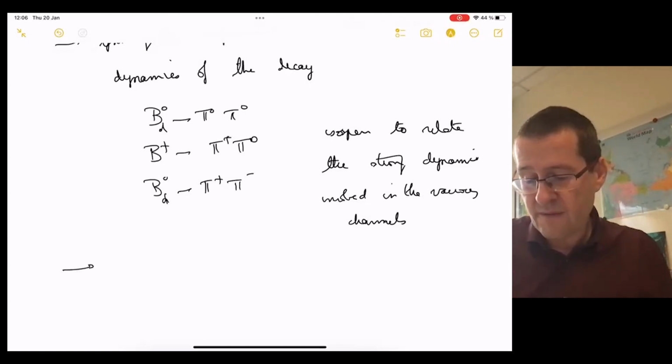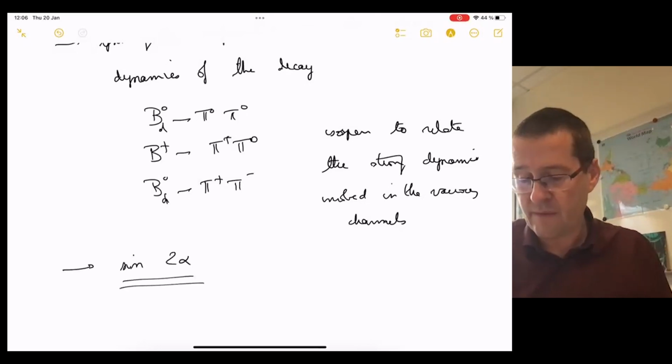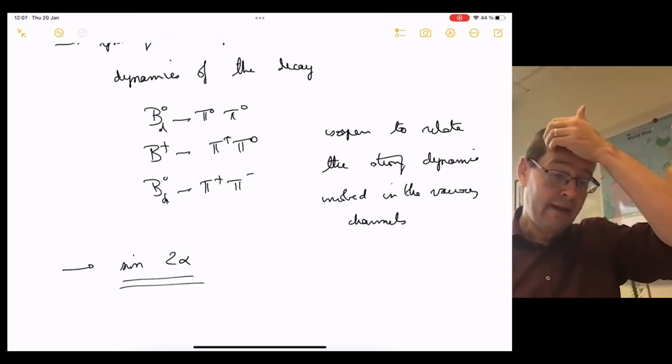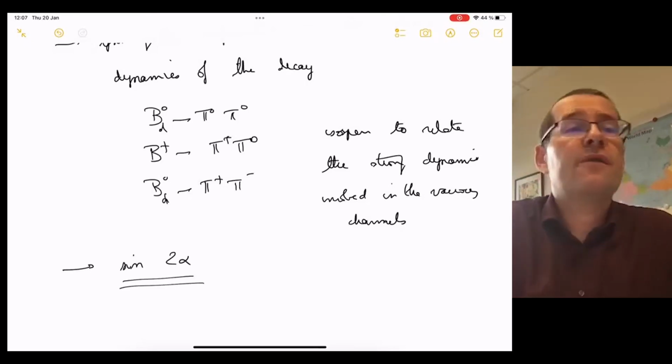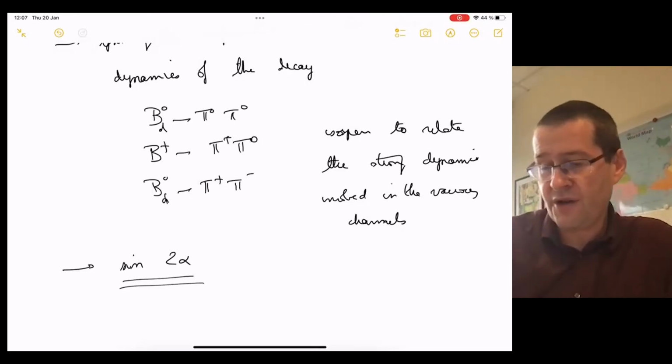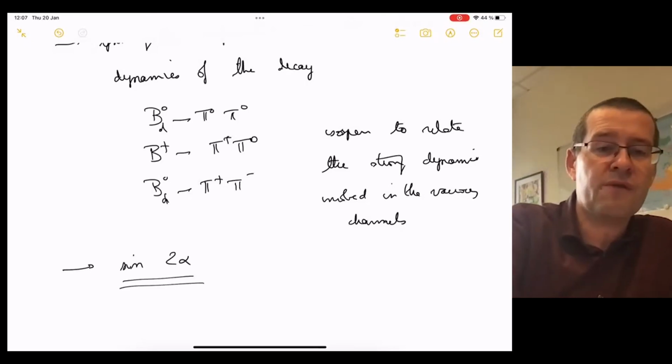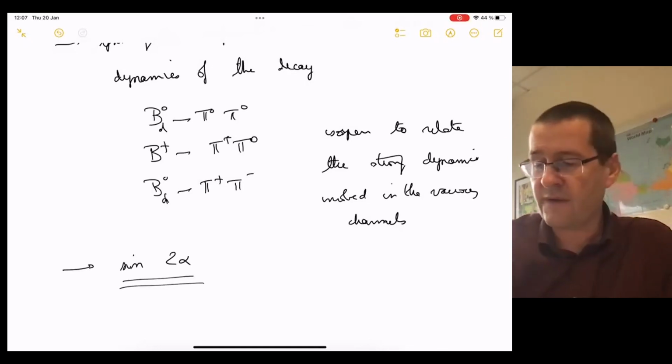And in the end, you get information on sine 2 alpha, this time from this. So I can, if you wish, later expand on this. Okay, so before letting you go for lunch, I just wanted at least to show you a few illustrations of that. That's going to be just pictures now, essentially, but I think they're quite telling.